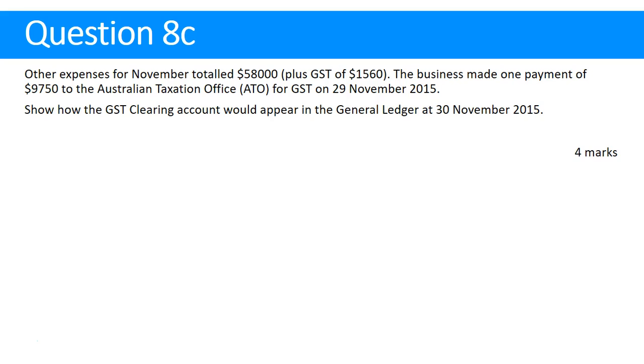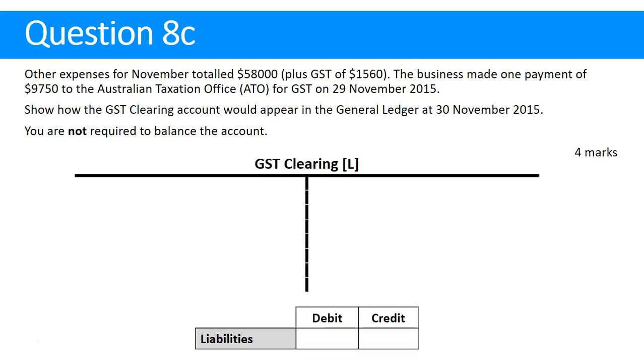So there's a total of 4 marks here. What you're asked to do was show how the GST clearing account would appear in the ledger, and you are not required to balance the account. So to answer that, we want to just start with the basics.